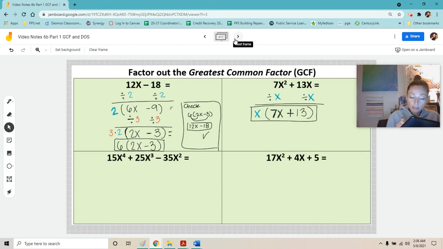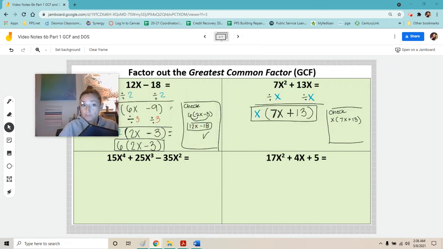All right, so I just want to do a quick check of my work. Make sure that this makes sense. So if I have x times 7x plus 13, it should get me back to that original equation. So I distribute. X times 7x is 7x squared. X times 13 is 13x. So that checks out.